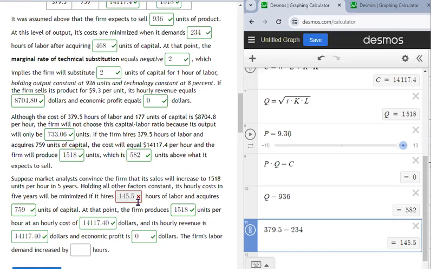Whoops. I put it in the wrong spot. Dang it. Ignore this. Sorry about that.